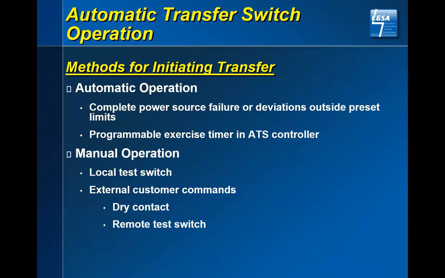Methods of operating, obviously we've talked about automatic and we've talked about manual. There is also a remote test switch. Many times you may want to be sitting in your control room. You can send a signal, close a contact. It will start your generator. It may start it and just run it. It may start it and also transfer it. So you have some capabilities without having to walk out to the transfer switch or having to walk out to the generator set out in the yard.